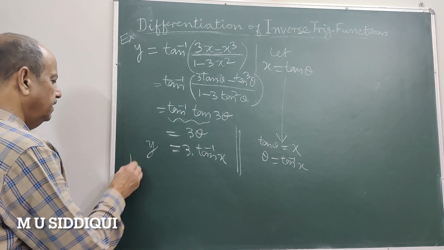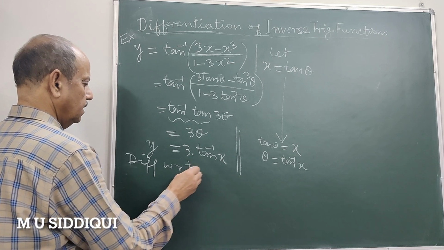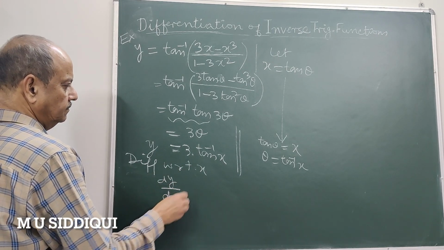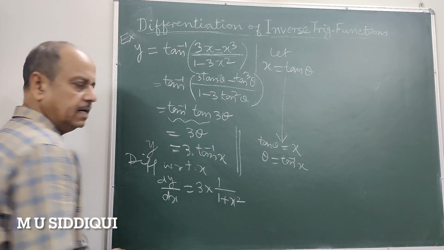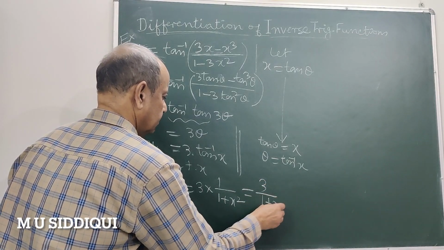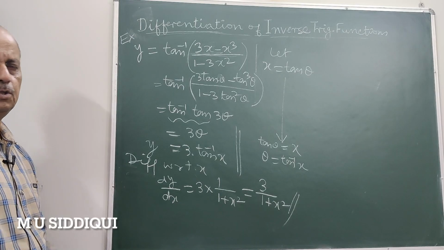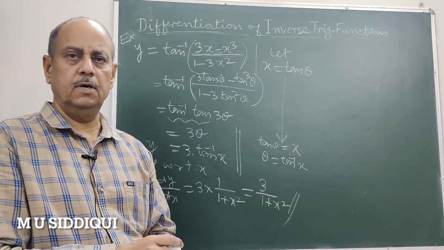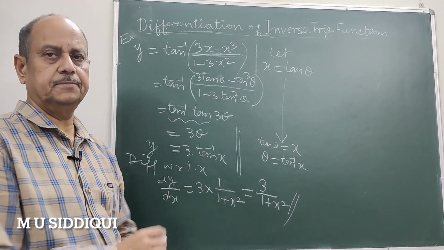And now differentiate with respect to x. You get dy/dx is equal to 3. For tan inverse you have 1 upon 1 plus x square. That's it. Maximum you can write 3 upon 1 plus x square, and that's your answer. So you have seen here how a substitution of a trigonometric ratio makes this expression so simple to differentiate here.